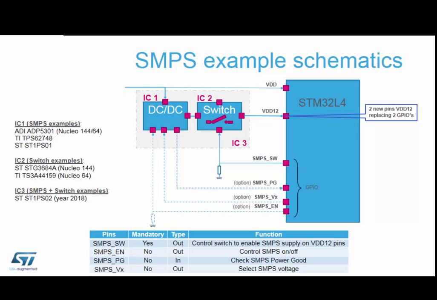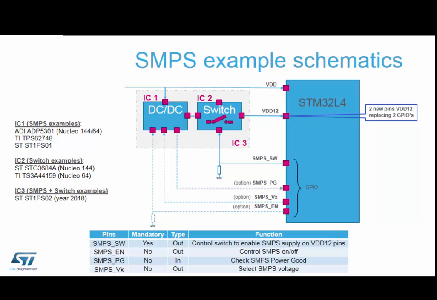So right now on the Nucleo kit, we have components from Analog Devices, which is a DC-DC, and also a switch, which comes from TI. But in the future, next year, ST will offer a device which will embed both these components. There will be a device named ST1PS02, and it will embed both the DC-DC converter and the switch.